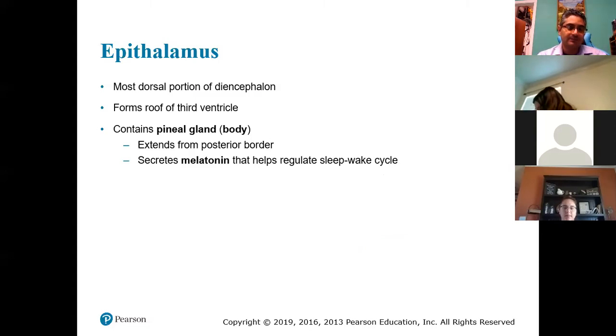Melatonin. Not to be confused with melanin. Melanin is the skin pigment that results in color. Pigment? What's that?